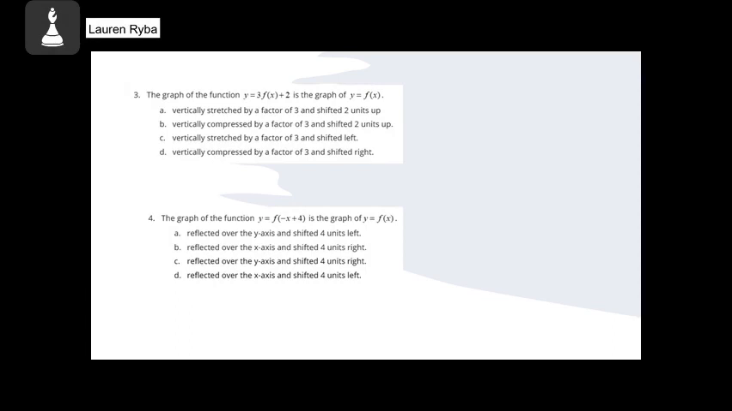Next one does the transformation 3 times the function and then adds 2. And the number in front of the entire function, if it is greater than 1, is going to stretch the function. So we are stretching the function, and then we have a plus 2 outside on the end, so that's going to go up 2. So vertical stretch and then shifting up 2 is A.